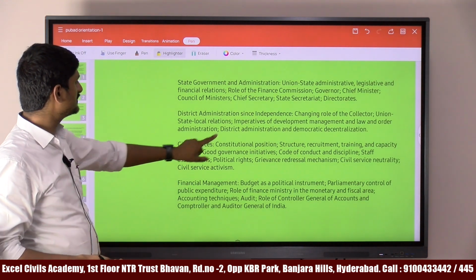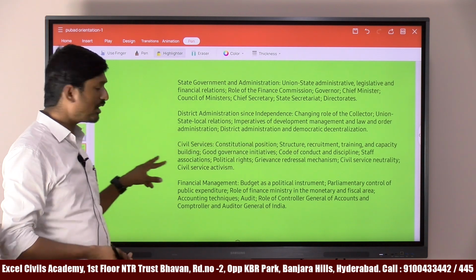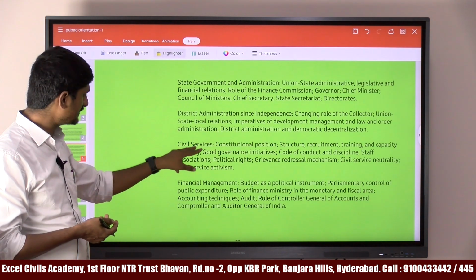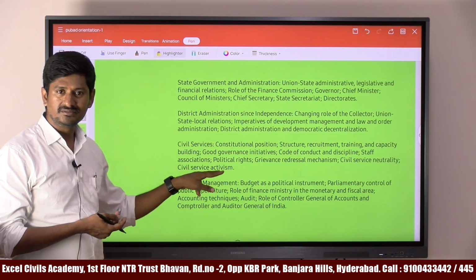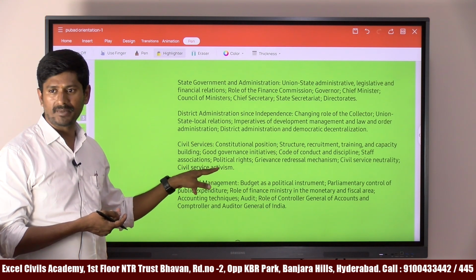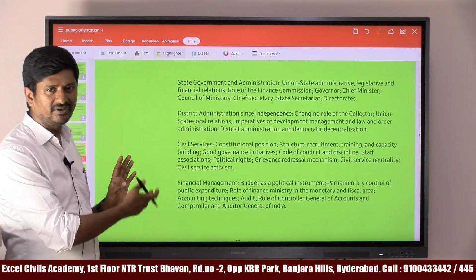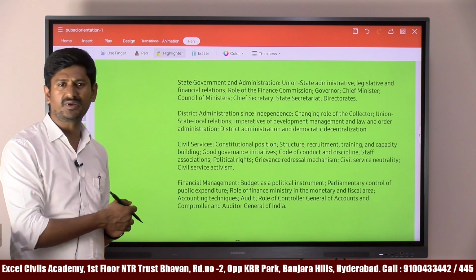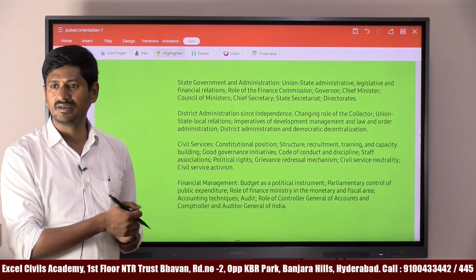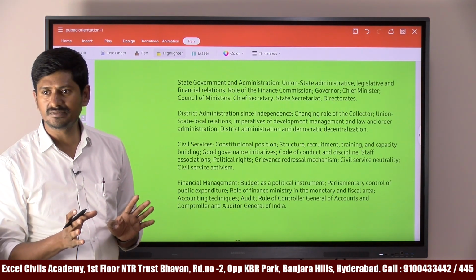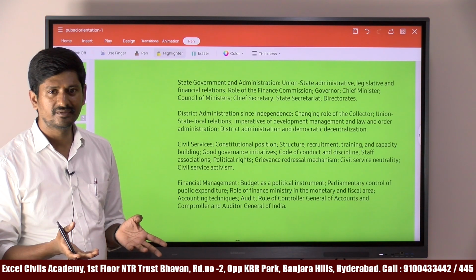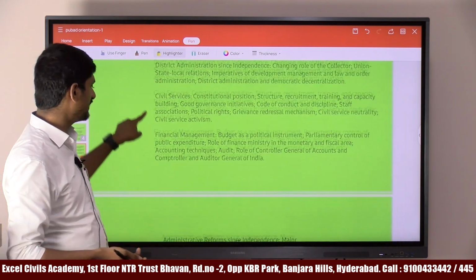And civil services: constitutional position, structure, recruitment. Whatever we studied in personnel administration, the same syllabus is there in public administration paper 2. We will be integrating all the relevant concepts together and studying them. That's why I am saying public administration has an elaborate yet compact syllabus. Compact syllabus. Okay, and financial management.